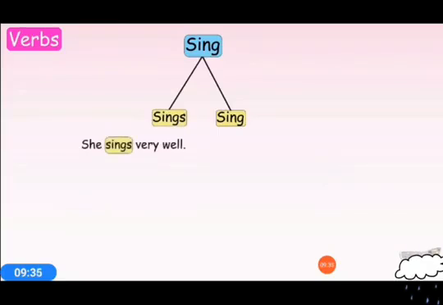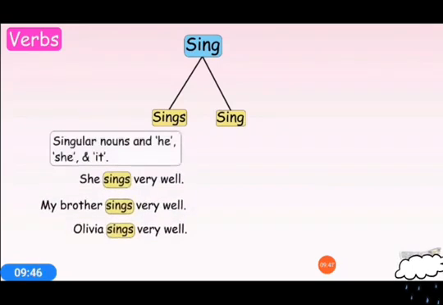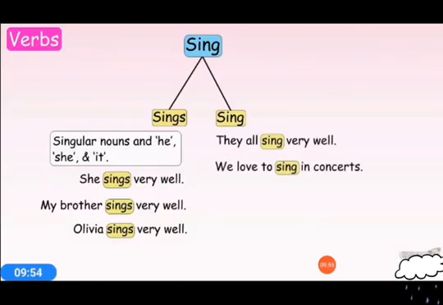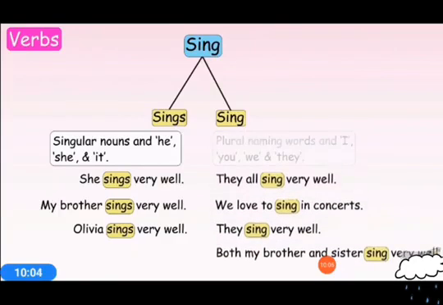Where do we use sings? She sings very well. My brother sings very well. Olivia sings very well. Now let's learn about the usage of the verb sing. They all sing very well. We have to sing in concerts. They sing very well. Both my brother and sister sing very well.